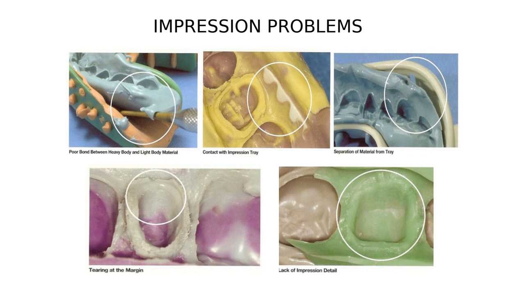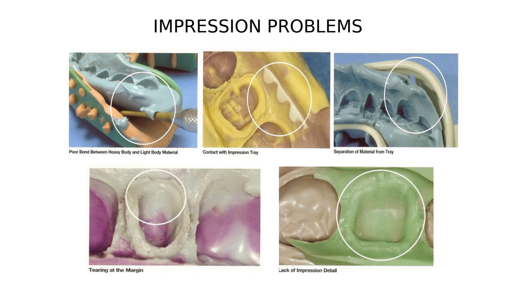We said that there shouldn't be any parts of the tray that touches the patient's gums or teeth, especially the teeth and the preparation. The separation of the material from the tray is an important feature that we have to be aware of. Why? Because when we pour up the impression and take it apart, it might break that impression. So if we need to do an extra cast, let's say an uncut cast, then we cannot use that impression anymore.